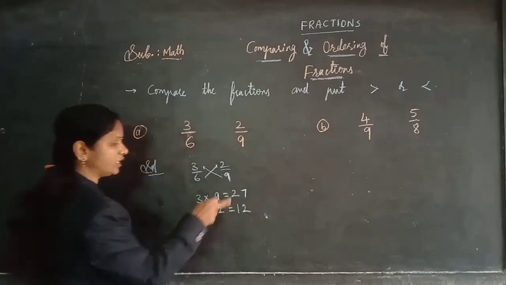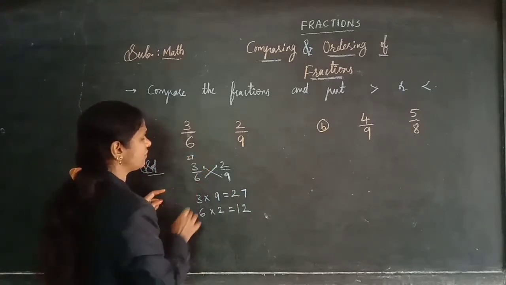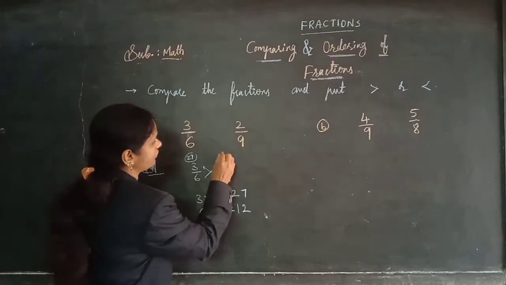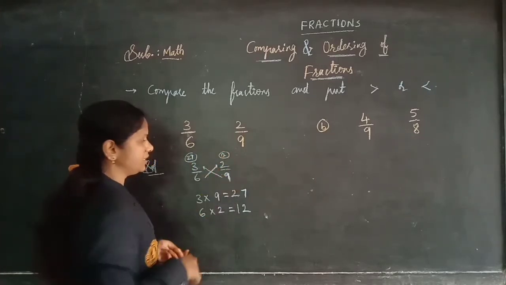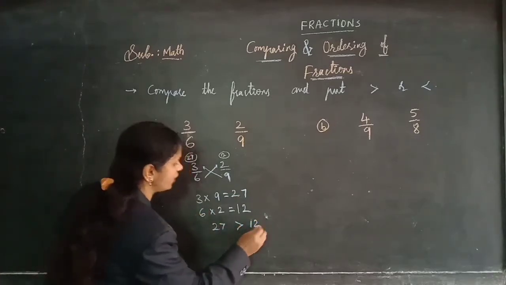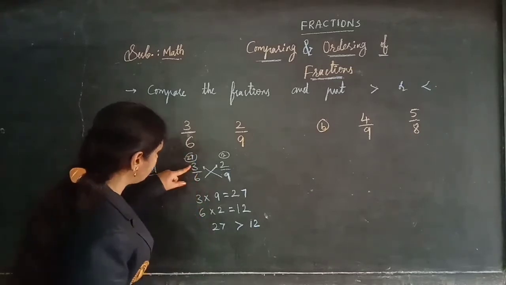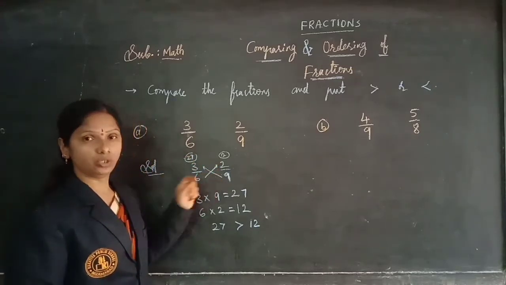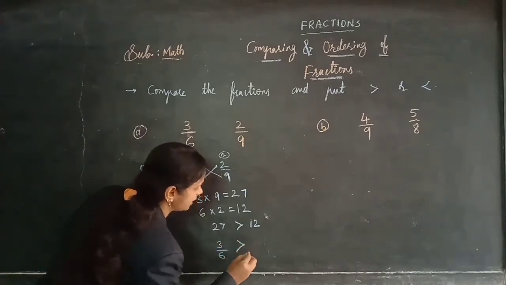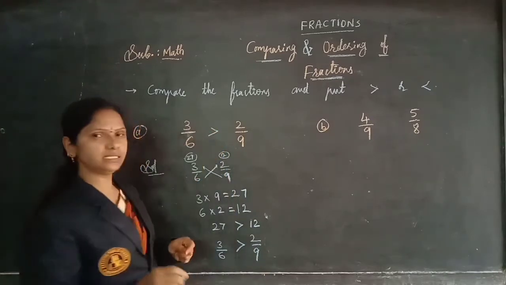Of these two, 27 and 12, which is greater? Here we get 27 when we multiply this, and here we get 12 when we multiply this. 27 is greater than 12. So 27 is greater than 12, nothing but 3 by 6 is greater than 2 by 9. So here 3 by 6 is greater than 2 by 9. Here the greater than symbol, children.